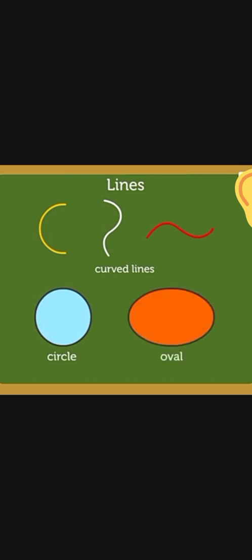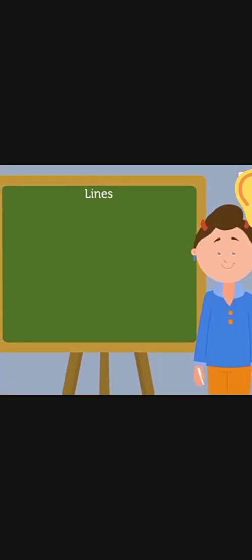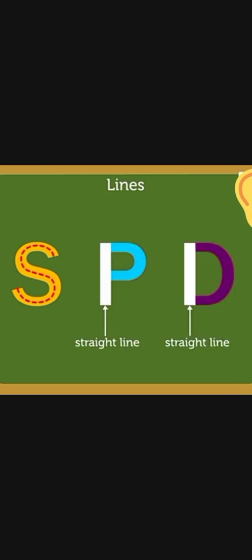Now let us look at some capital letters that are formed using straight and curved lines. Look at the letter S first. It is made of a curved line. Now look at the letters P and D. They are made of a straight line and a curved line.